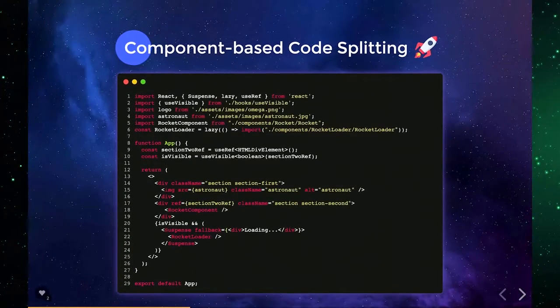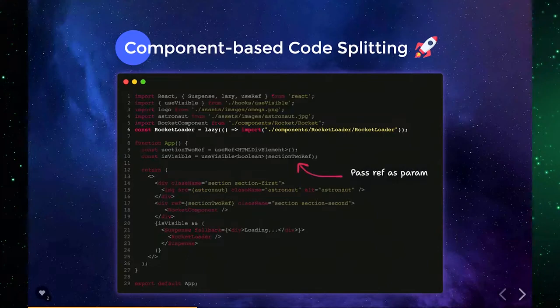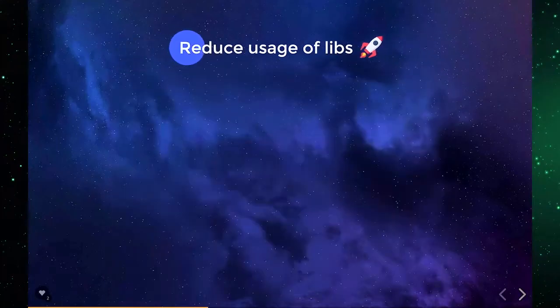So how did we manage to do this? There is a concept called component-based lazy loading, which is basically the same. We do the dynamic import. We have a reference to the second section. So once we scroll down and that section is visible, we have a special hook for that. We can show the third component. And in that way, we offloaded the initial load of the web app.